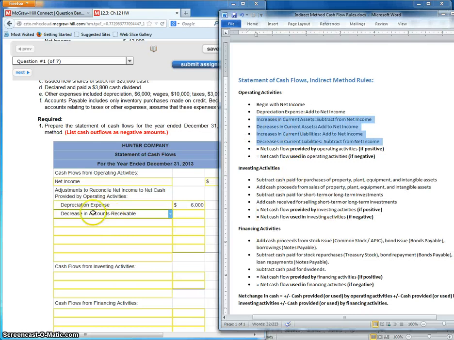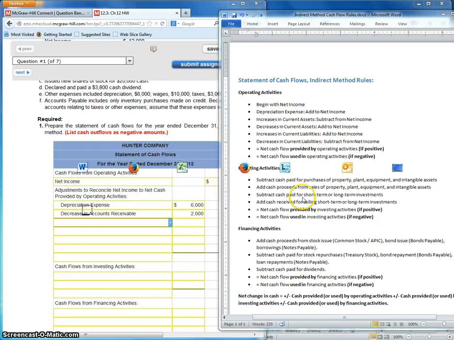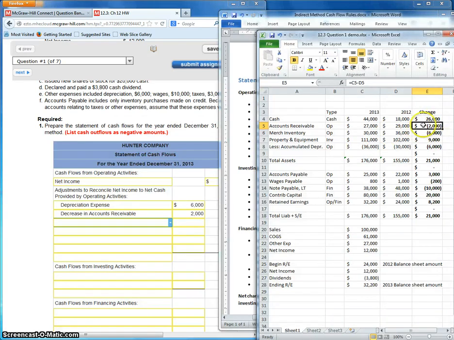Then go to the rules. Accounts receivable is a current asset, it decreased. A decrease in a current asset needs to be added. So we'll put the change in as a positive number. So my $2,000 change in accounts receivable right here is going to be added to my net income, put it in as a positive number. So my decrease in accounts receivable means add that amount to the net income.